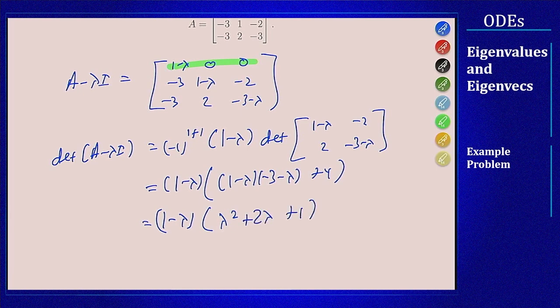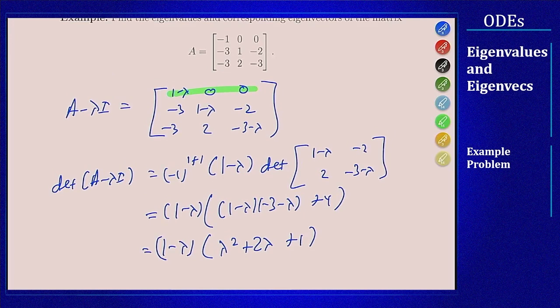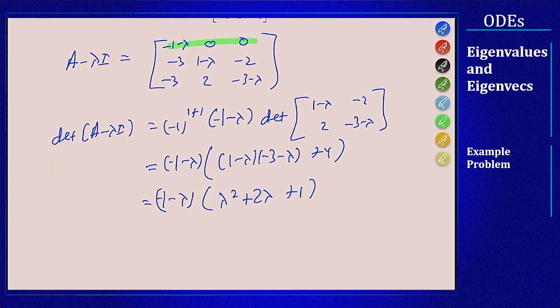I'm noticing my mistake. I dropped the minus sign from the top here, so this is -1 times -1. And this here is lambda plus 1 squared. Negative lambda minus 1, that is -1 minus lambda times lambda plus 1 squared, which is actually negative lambda plus 1 cubed. So here we have a triple repeated eigenvalue at -1.